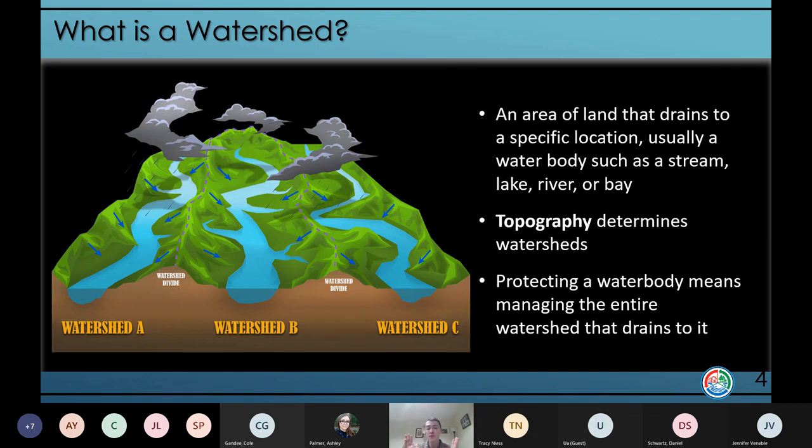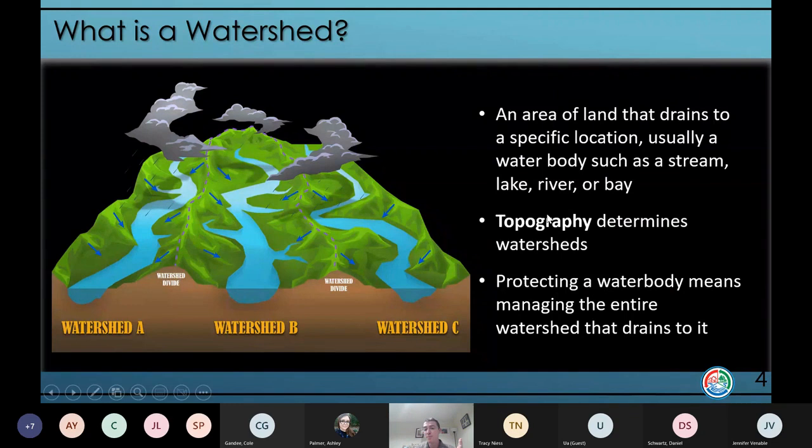Water always flows down. And so topography is what really determines where a watershed is located. So topography is, in layman's terms, like the up and down, like hills and trenches in terms of height and where land actually is. So that's how we determine where a watershed is.